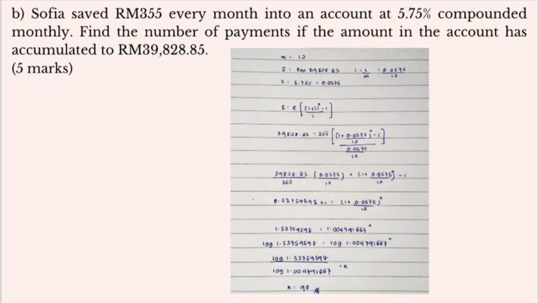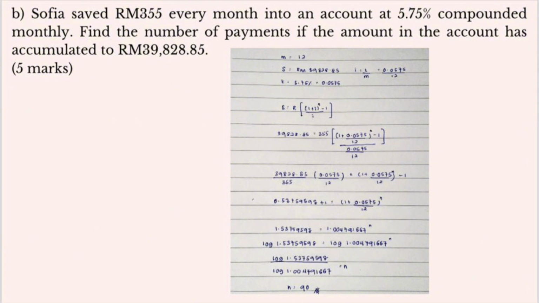In question B, Sophia saves 355 every month into an account at 5.25% compounded monthly. Find the number of payments if the amount in the account has accumulated to 39,828.85. In question 1 we find R. So the formula we use log.